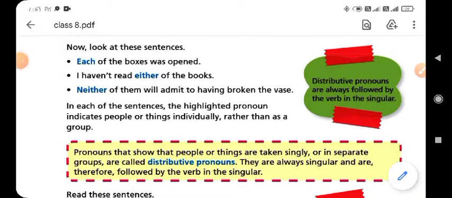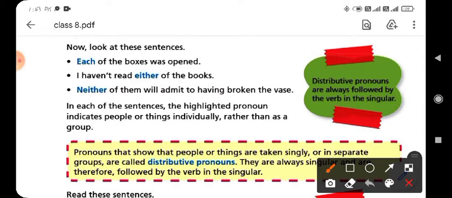For example, each of the boxes was opened. Each of the boxes, you have to see here. Here are many boxes and every box will be opened. I haven't read either of the books, and neither of them will admit to having broken the waist. So in each of these sentences, the highlighted pronoun indicates people or things individually rather than as a group. Okay, and distributive pronouns are always followed by a verb in the singular.